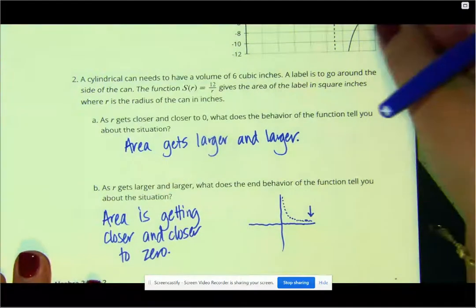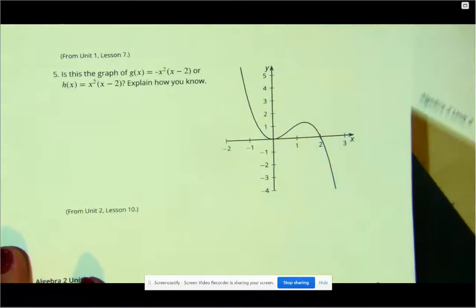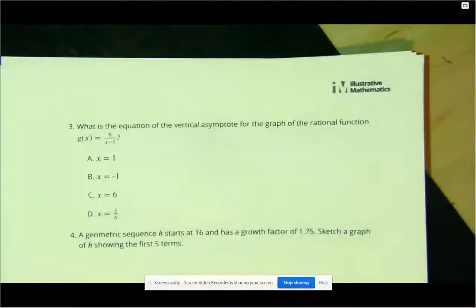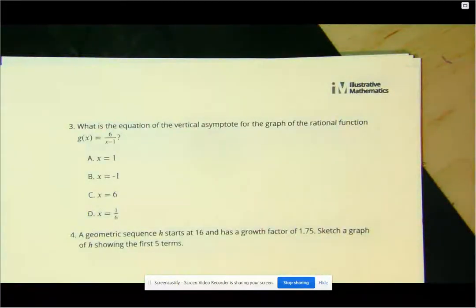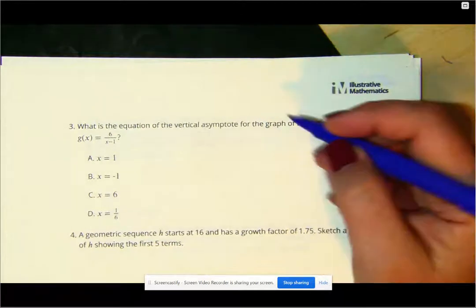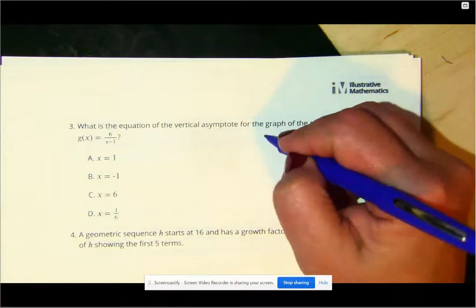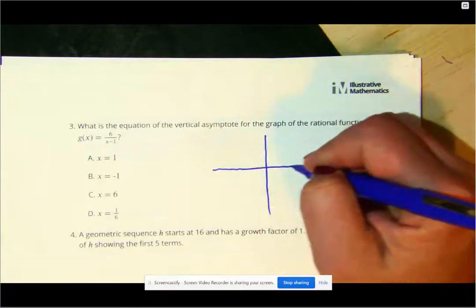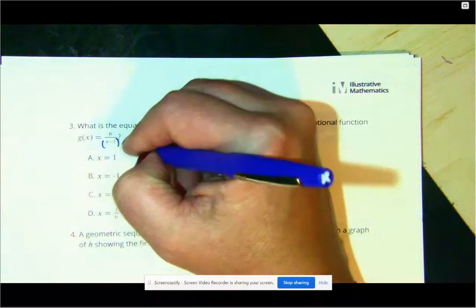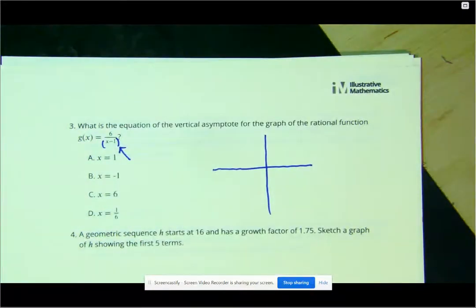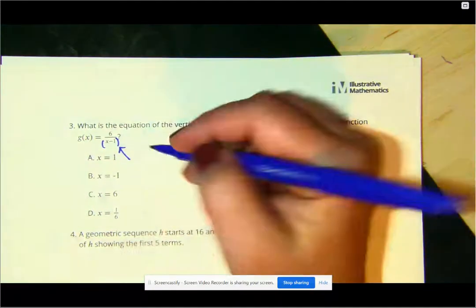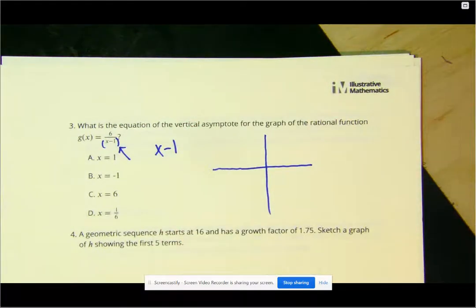Okay. Question number 3. What is the equation of the vertical asymptote for the graph of the rational function g of x equals 6 over x minus 1? So today we learned that rational functions have what are called vertical asymptotes, and those occur at whatever makes the denominator equal to 0. So when I think about this x minus 1, what number is going to create 0 there? X equals 1.